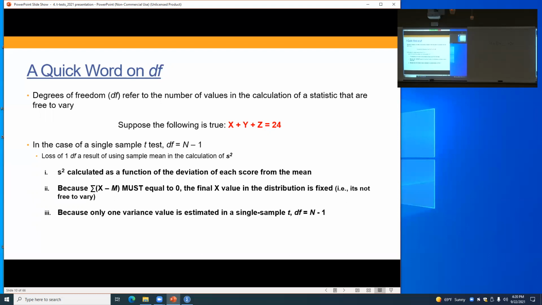And because we're only calculating one variance for our single sample t-test, we've got the number of people in our sample minus 1 degrees of freedom. Just trying to demystify degrees of freedom, which are all over the place, and what's conceptually going on with this.